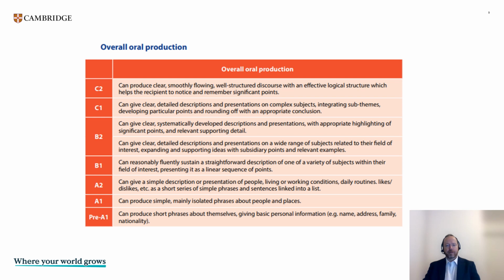Possibly not. There are other descriptors and other level descriptors associated with the CFR so that you can look in more detail. But this is the overall oral production. As you move up through the levels, up towards the C levels, which are the higher levels, you have to use more and more complex grammar, vocabulary, and have higher levels of fluency. For example, C1 can give clear, detailed descriptions and presentations on complex subjects, integrating sub-themes, developing particular points, and rounding off with an appropriate conclusion.